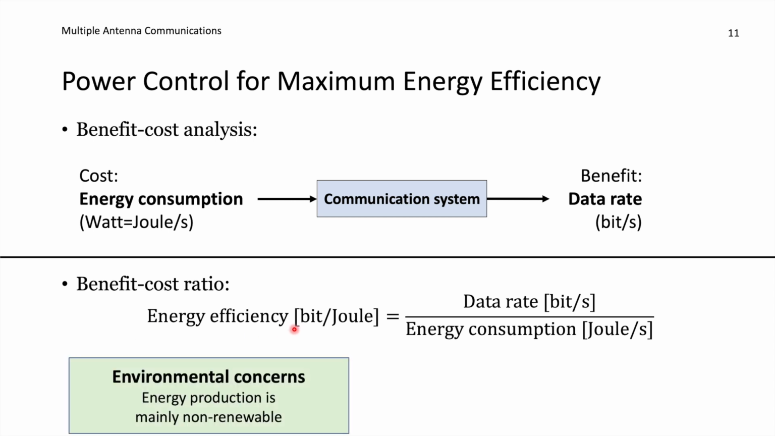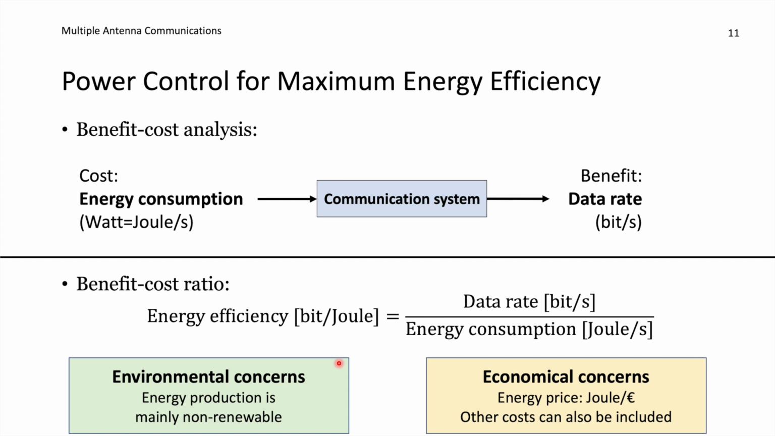And why are we caring about energy efficiency? Well, one thing is environmental concerns. If we are consuming energy, typically the energy production of the day is mainly non-renewable and creates pollution. So as long as that is the case, we should try to keep down the environmental impact and keep down the energy consumption. So if we are designing an energy efficient system, then for every joule of energy we can transfer as many bits as possible.